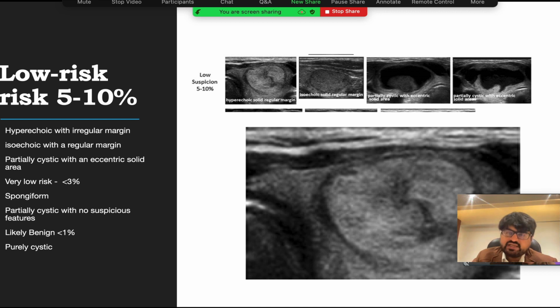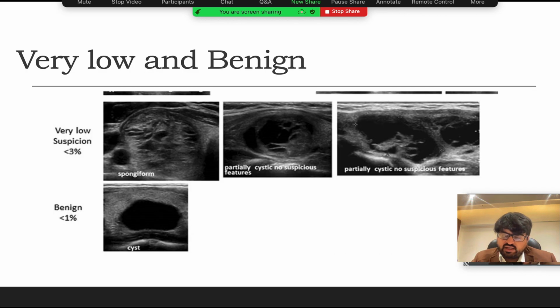So this is a typical case where you have an isoechoic or hyperechoic nodule. You can see here the nodule, very nicely seen, regular in shape, and the echogenicity is very comparable to the surrounding tissue. It is isoechoic, slightly hyperechoic. So this is a very reassuring picture. This is more likely to be a benign nodule, and the risk of malignancy is low. So these are the cases where you really have low risk.